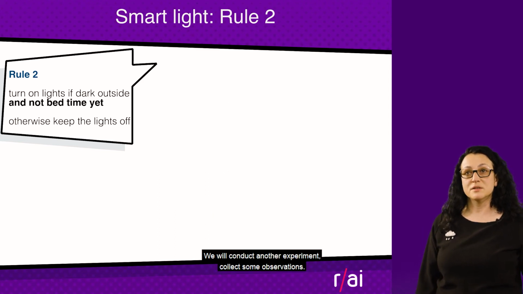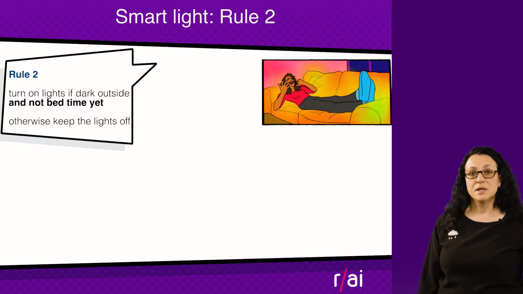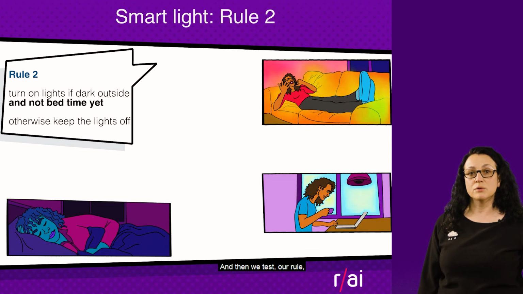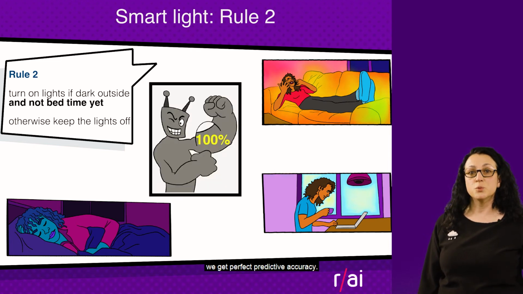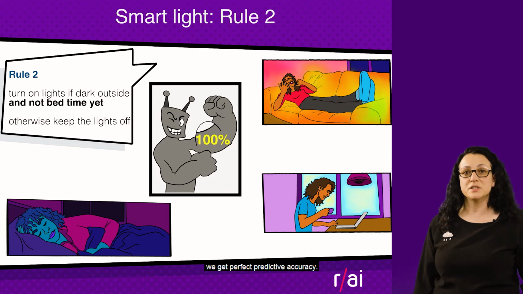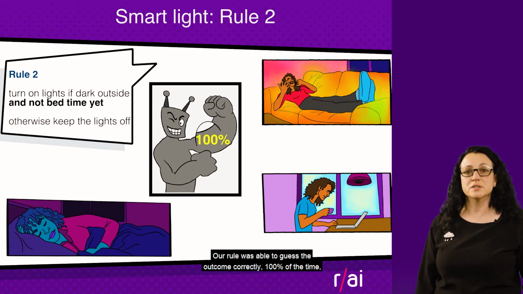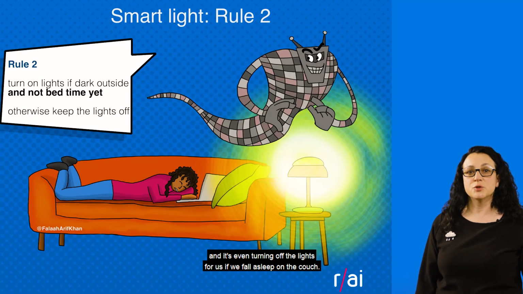We will conduct another experiment, collect some observations, and then we test our rule, comparing the outcome and the prediction for each observation. And we will see that the rule is making correct guesses. In fact, we get perfect predictive accuracy. Our rule was able to guess the outcome correctly 100% of the time. And it's even turning off the lights for us if we fall asleep on the couch.